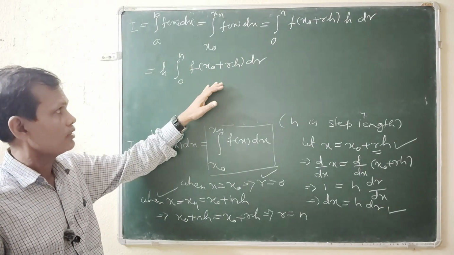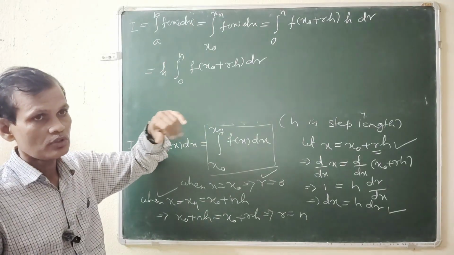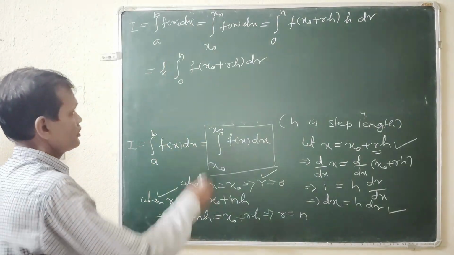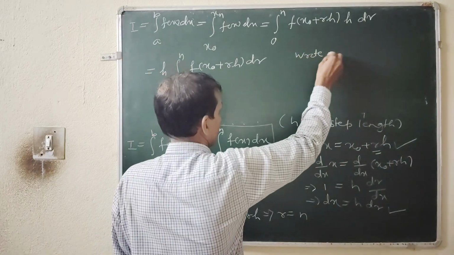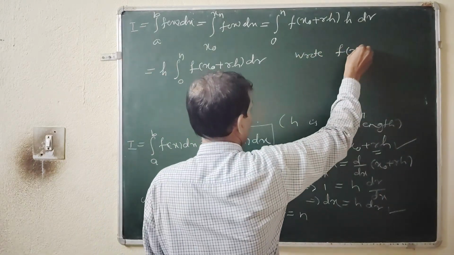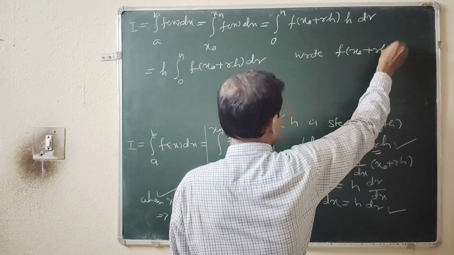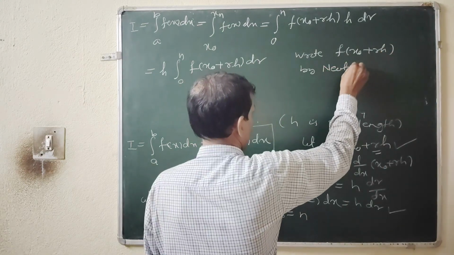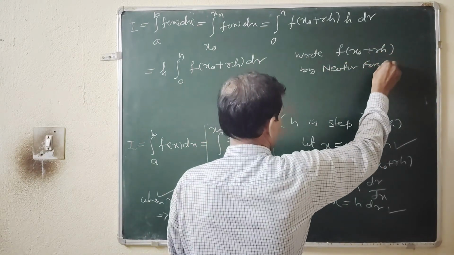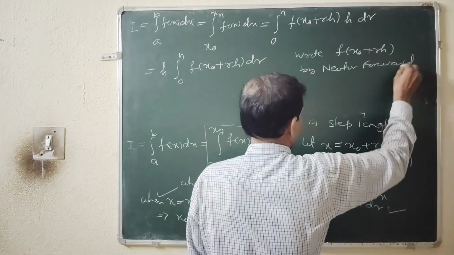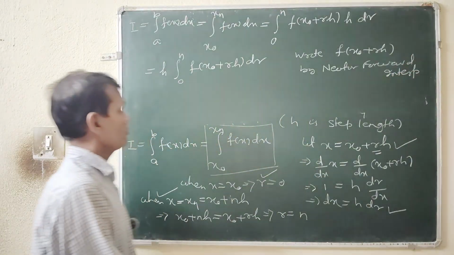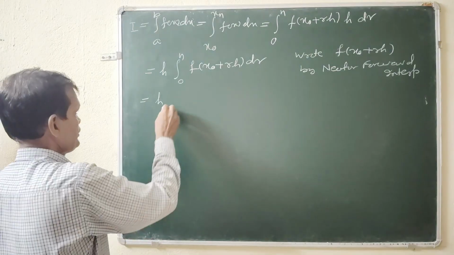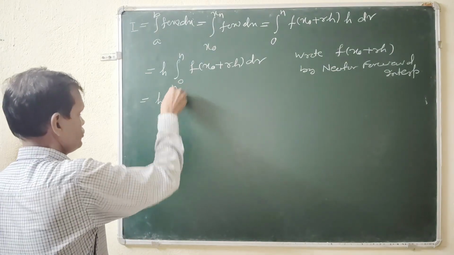because in Newton's forward interpolation formula we have also used the concepts of equidivision. So expanding f of x0 plus rh using Newton's forward interpolation. So that gives h integration 0 to n.